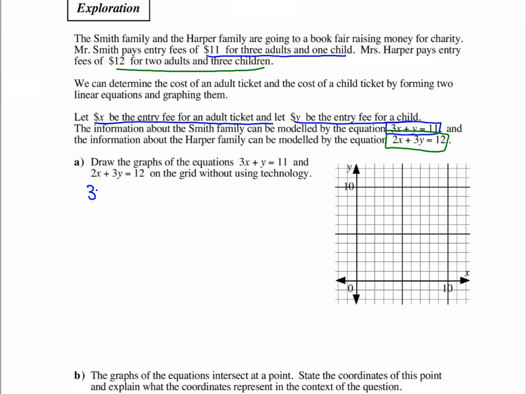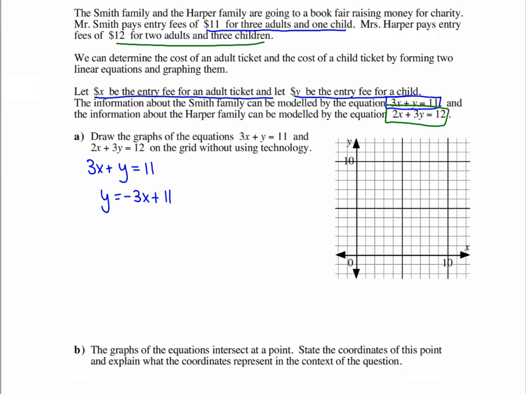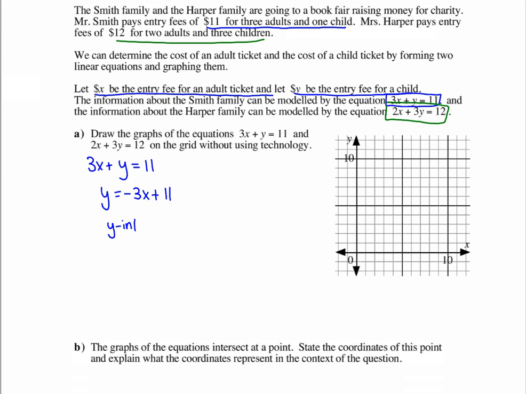The first equation, in order to graph on the paper, we need y by itself. So what did you do first? Minus 3x, we're moving it to the other side. When you move it to the other side, it's going to be the opposite sign because you're doing the opposite operation. So to plot that, tell me what you know about that graph. Y-intercept is 11. Good, so we can plot that point.